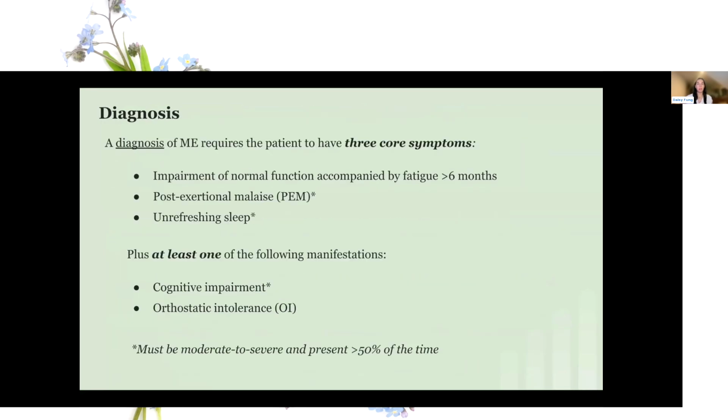Again, as previously discussed, the diagnosis of ME has 3 core symptoms, and the key one, the cardinal feature, is PEM, or post-exertional malaise. And I also wanted to highlight that it needs to be moderate to severe and present more than 50% of the time.